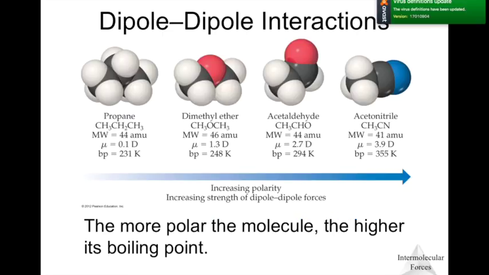And the more polar the molecule, the higher its boiling point, right? So you've got a greater attraction. In this case, we're looking at things that are roughly the same size, molecular weight 44, 46, 44, 41. Right? This was actually the smallest, but this has the largest boiling point. Well, why is that? Because this is the most polar, 3.9 debyes versus 0.1 debyes.